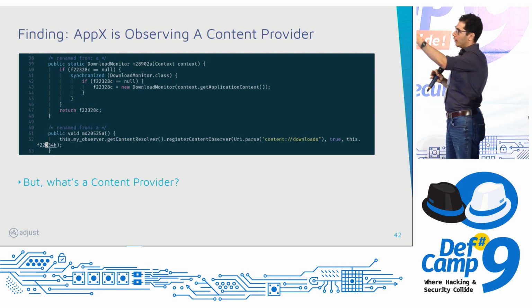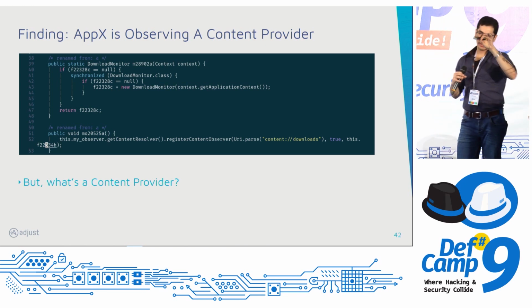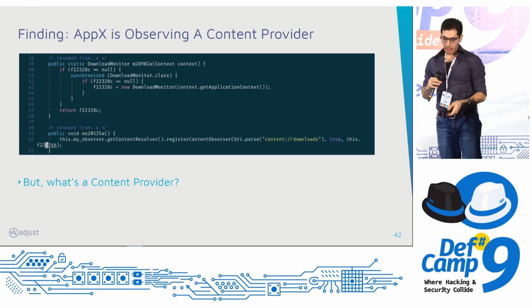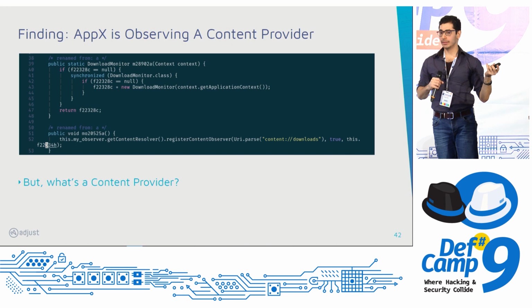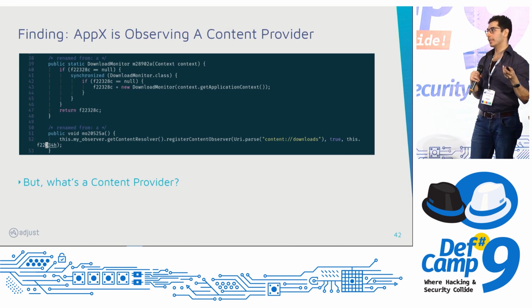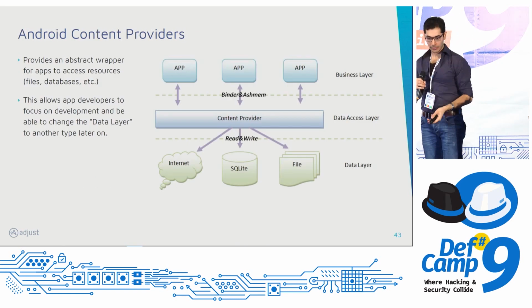If you see the yellow coloring on the bottom right one, it's called content://downloads. That's a content provider, which I'll be talking about in the next slide, but it's accessing it right here. Weirdly enough, in a class called download monitor. When you decompile an app, not every class is obfuscated. Sometimes the Android system actually needs to know about the file names. This one is called download monitor.